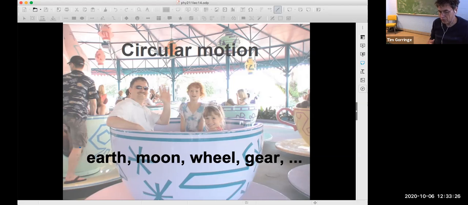Well-known examples of circular motion are the Earth's motion around the sun, the moon's motion around the Earth, motion of wheels, motion of gears, say on a bike or in a car. Those are all examples of circular motion.